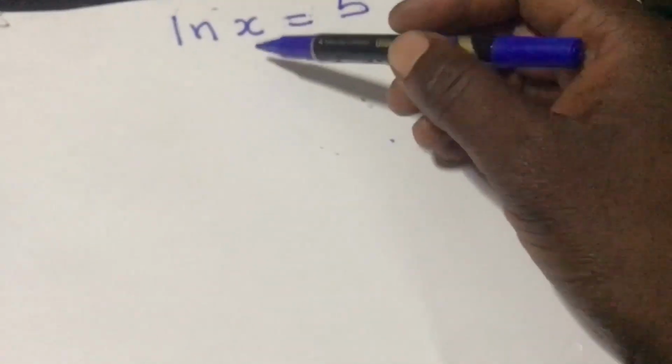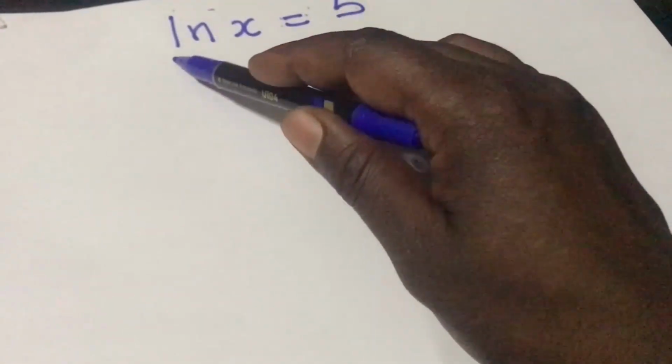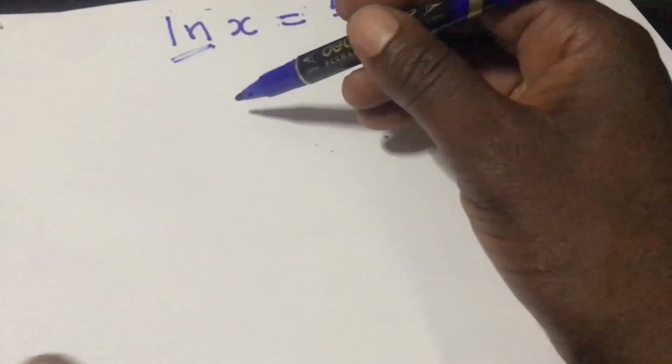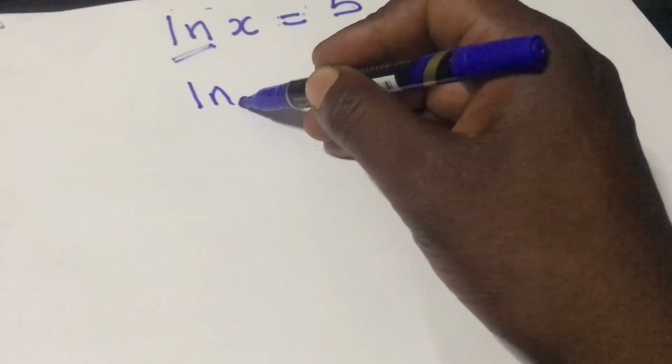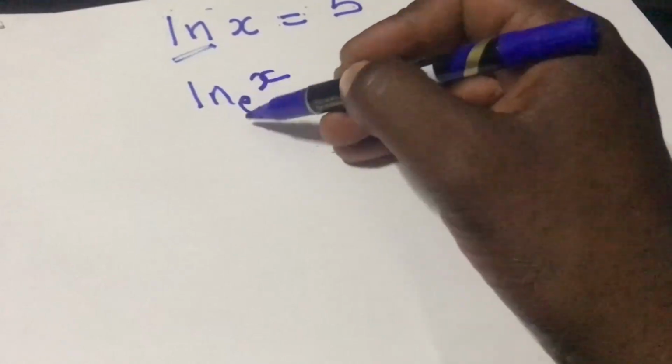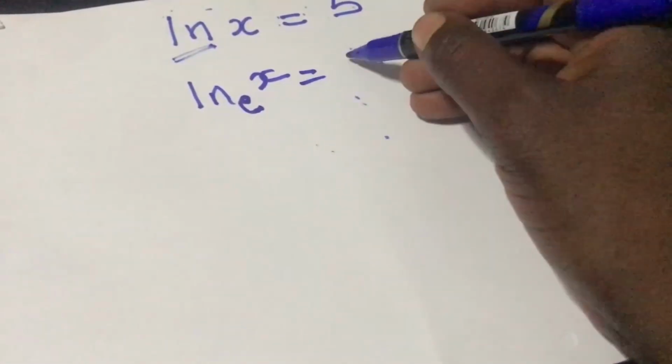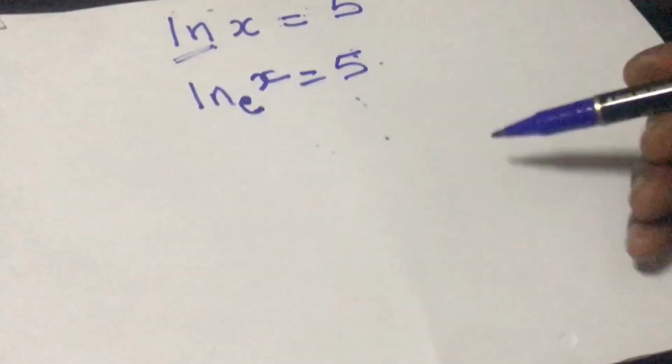Let's see if we can solve this one. ln x is equal to 5. So when you are given an equation like this one, just always remember that ln is the natural log. So the natural logarithm is given by the small letter e. The base is always small letter e, and then you are going to have your 5 there.